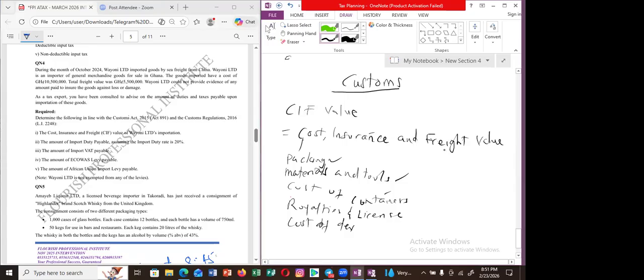And freight. Freight basically involves cost incurred in the transport of the goods. It might include costs of shipping, even loading, offloading, unloading, whatever. It's all part of the freight. It also includes any transport service fee, that form of fees. So service fees concerning transport.